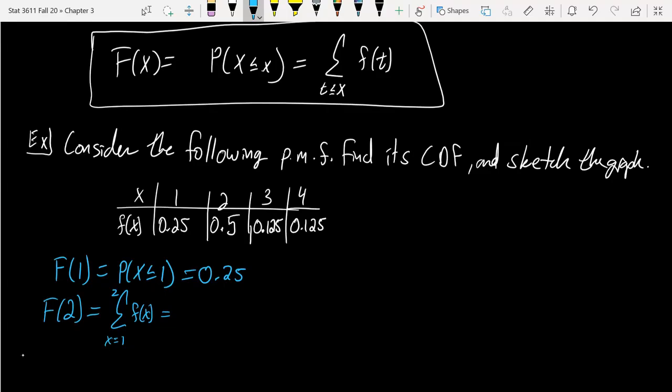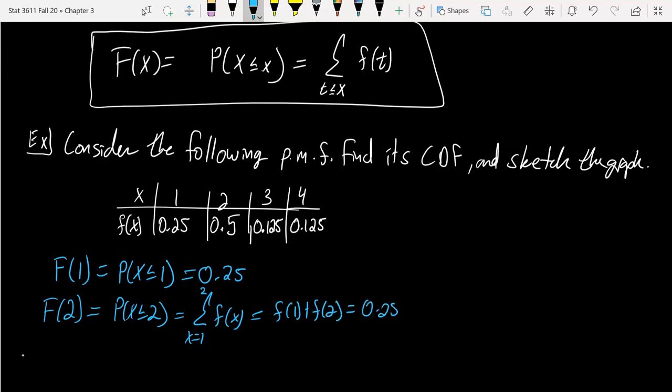This is equal to the probability that X is less than or equal to 2. Okay, so how do we figure out that less than or equal to probability? We just add up the individual probabilities as x goes from 1 to 2. So in this case, that would be f of 1 plus f of 2, which is 0.25 plus 0.5, and so that's equal to 0.75.